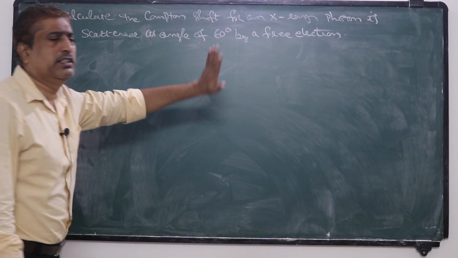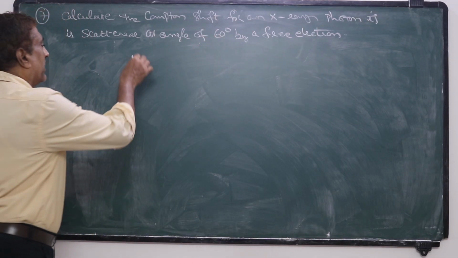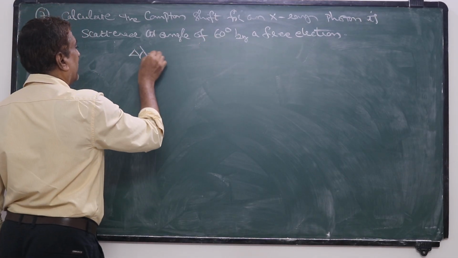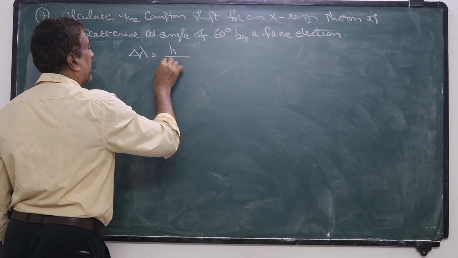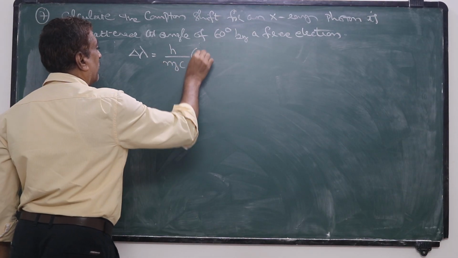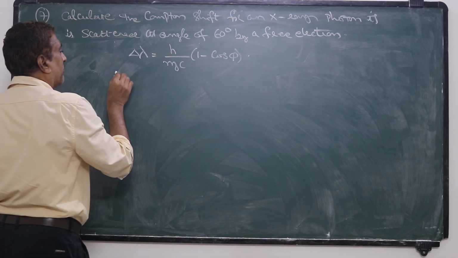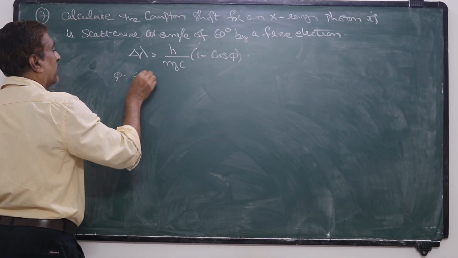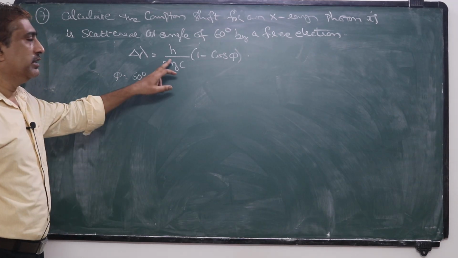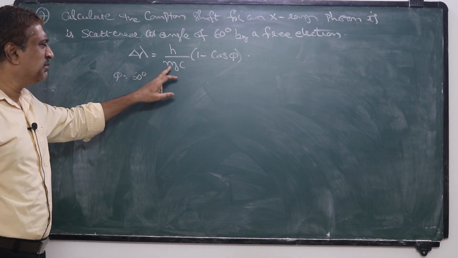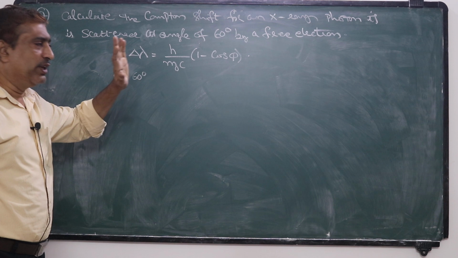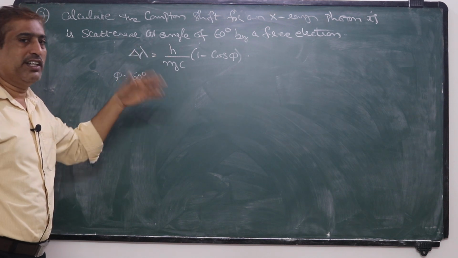This is a simple one. As we know, the Compton shift delta lambda is equal to h by m naught c into 1 minus cos phi, given phi as 60 degree. So you have no need to calculate this h by m naught c every time, if you remember it. Otherwise you have to calculate it every time.